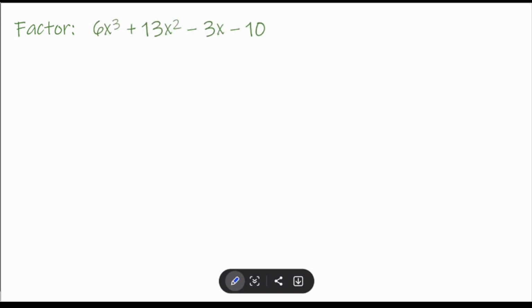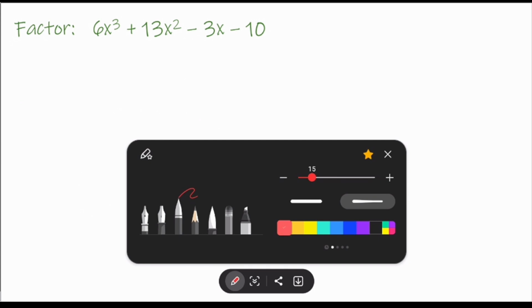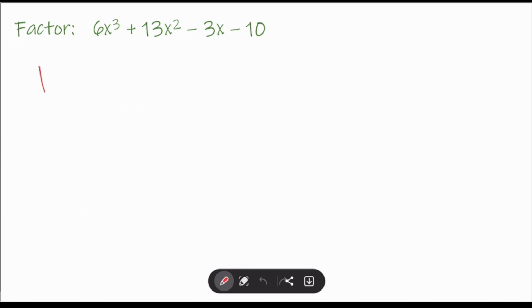All right, so another one we have 6x cubed plus 13x squared minus 3x minus 10. So it's arranged in order already, so you can move to synthetic division. So it will be 6, 13, negative 3, and negative 10. And then we're going to try some numbers in the box so that you'll get a remainder of 0. But what are the possible numbers you can try?